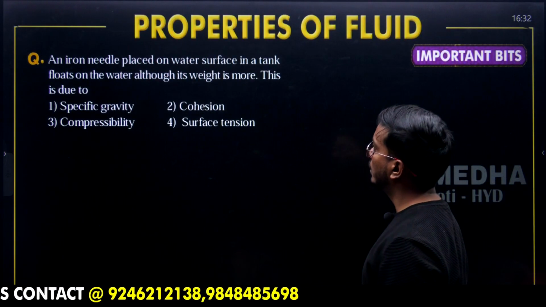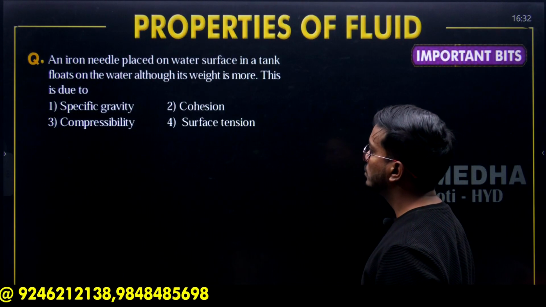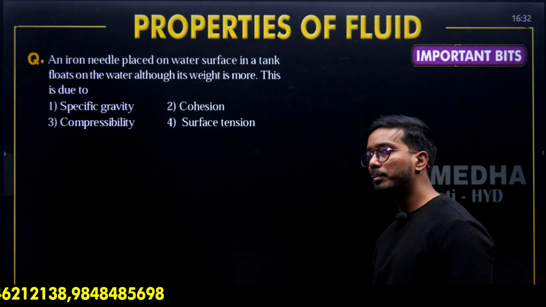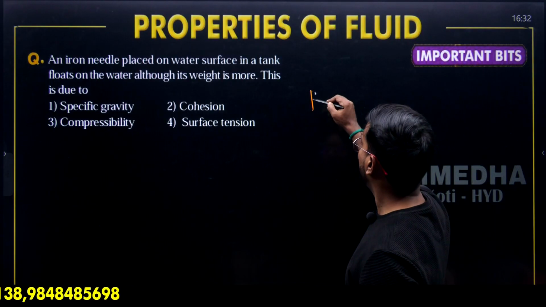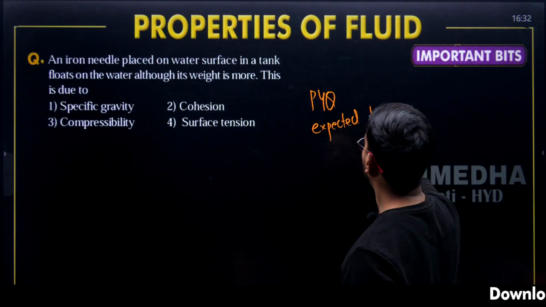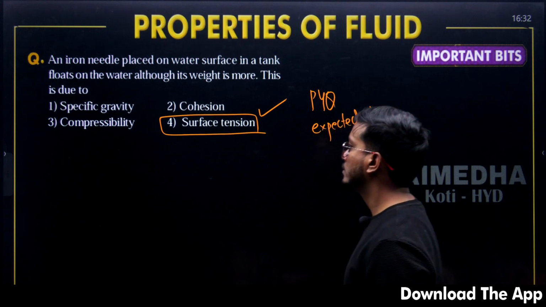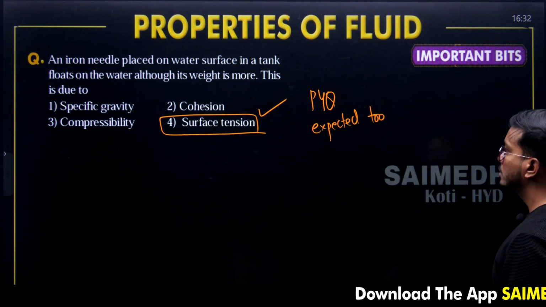An iron needle placed on the water surface floats in the tank, although its weight is heavy. This is due to? This has already appeared as a question in the PYQ. This is a PYQ question and again an expected question in the examination. So what is the correct answer for this one? Surface tension. Moving on to the next question.